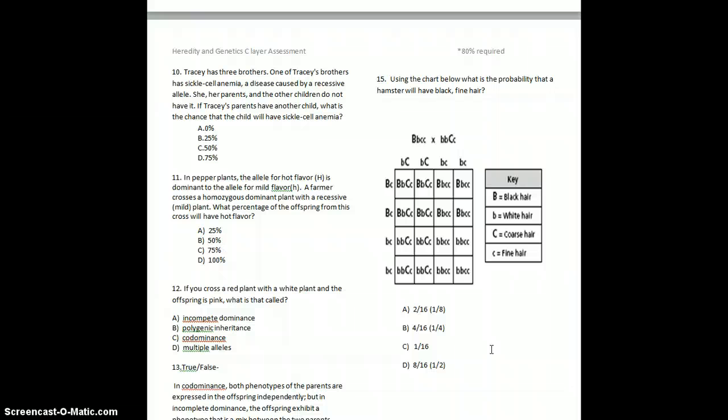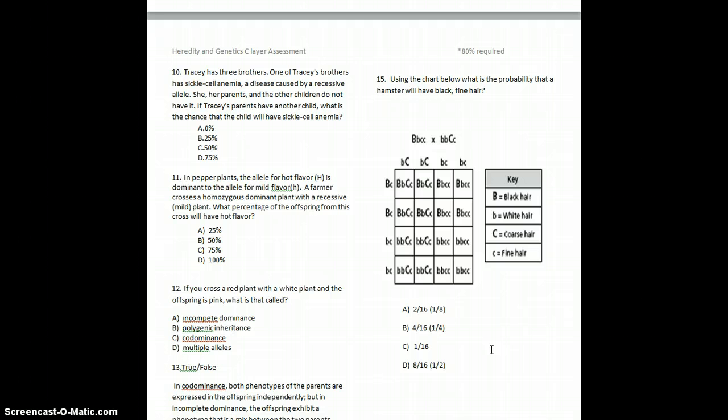Number 11. In pepper plants, the allele for hot flavor, capital H, is dominant to the allele for mild flavor, lowercase h. A farmer crosses a homozygous dominant plant with a recessive mild plant. What percentage of the offspring from this cross will have hot flavor? Is it A, 25%, B, 50%, C, 75%, or D, 100%?